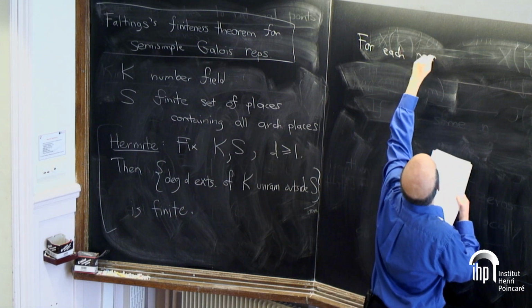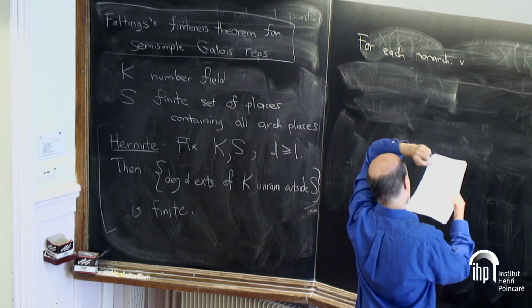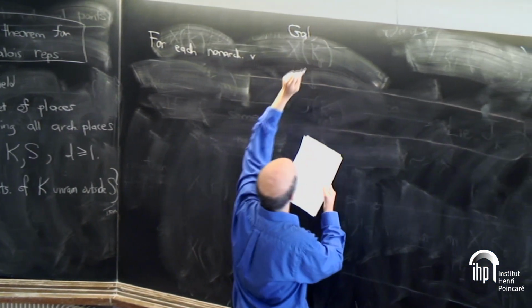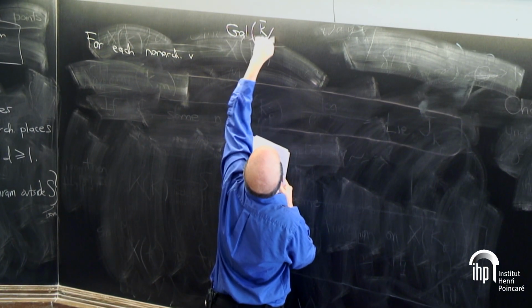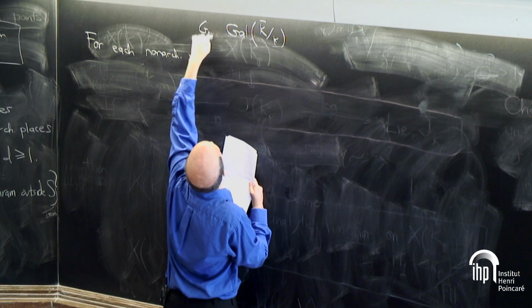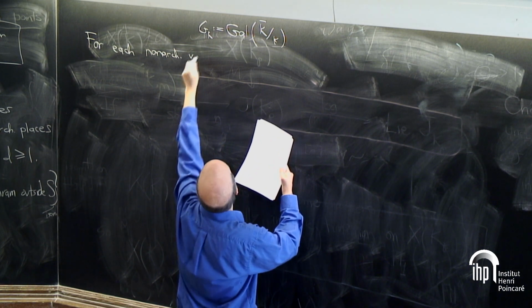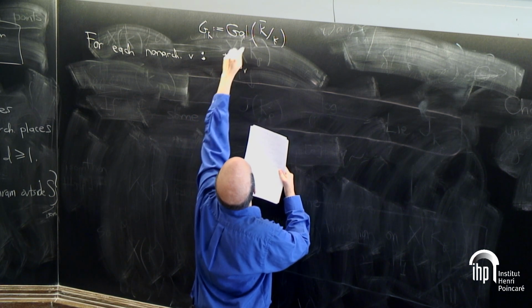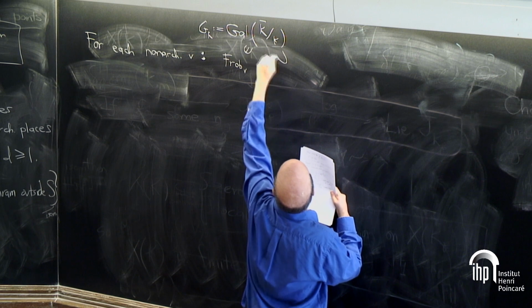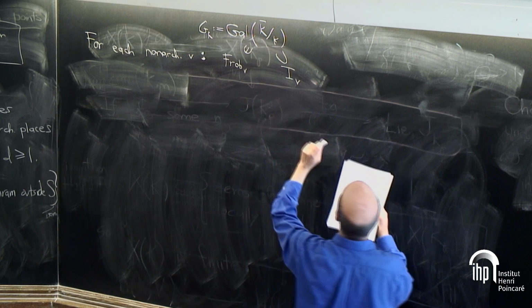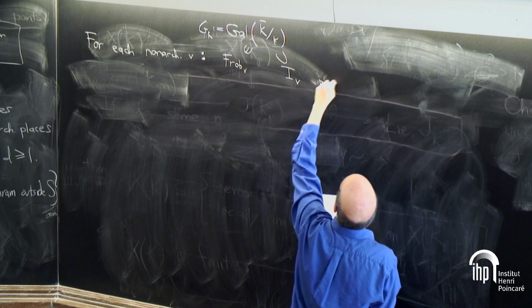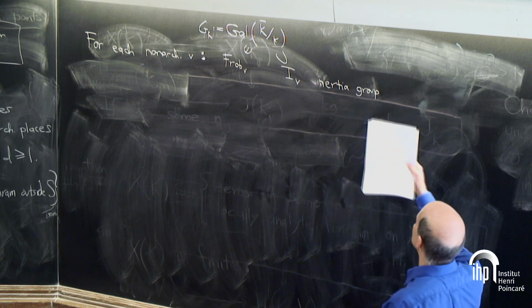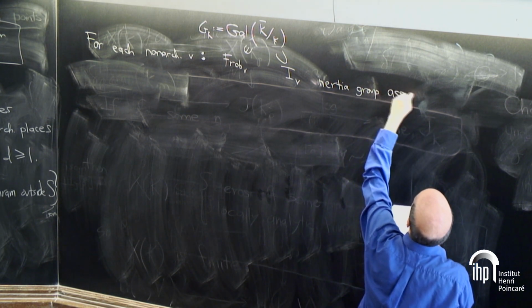So for each non-Archimedean place v, inside the Galois group, you can define a Frobenius element, and you can also define an inertia subgroup. Technically speaking, if you want to talk about the inertia subgroup, you have to choose an extension of the valuation v up to K bar. But I'll just assume that's done for each v once and for all.